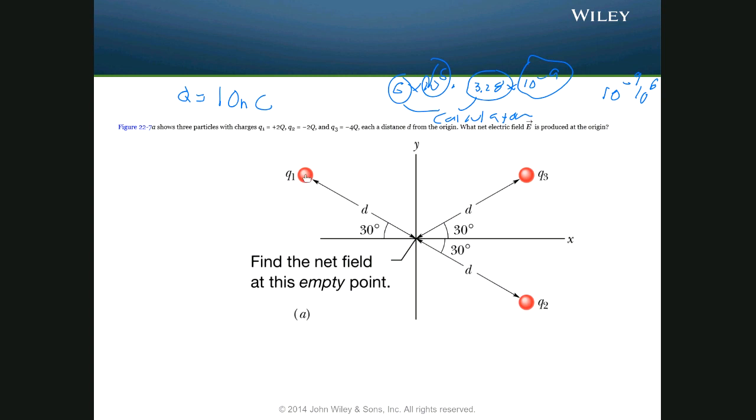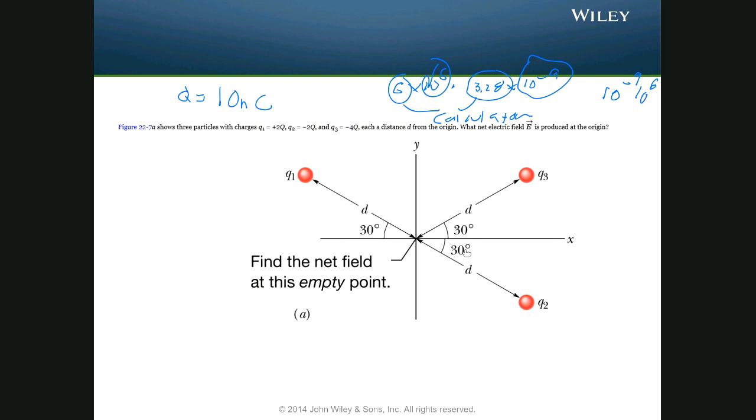So we have our Q1, Q2, and Q3, and notice the values here: plus 2Q, minus 2Q, and minus 4Q. Okay? They're each at a distance d from the origin. So you notice you have the same d, and they're nice enough to give you these angles. So the question is, what is the electric field at the origin?